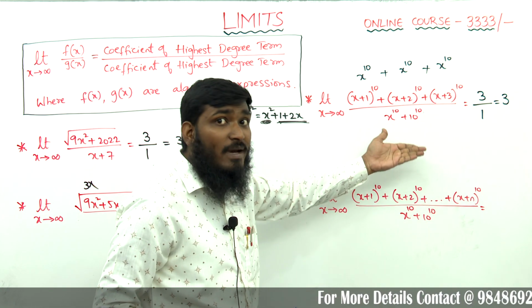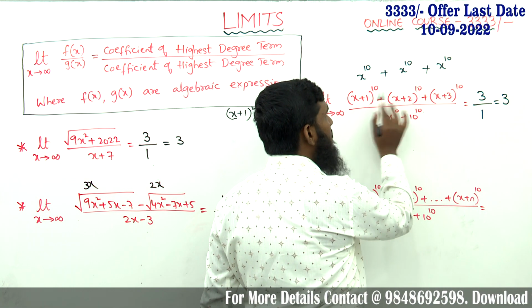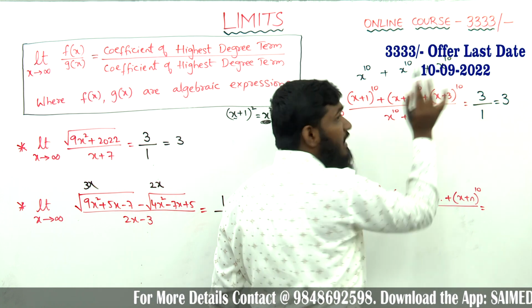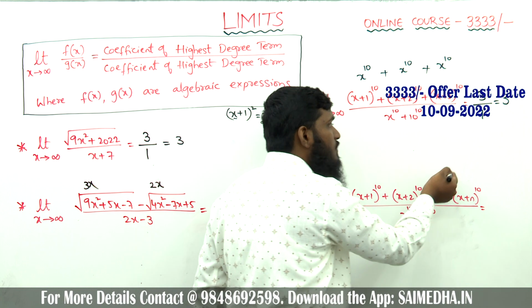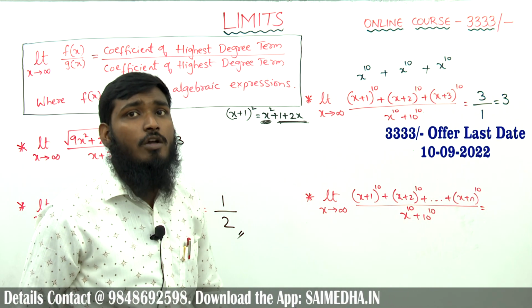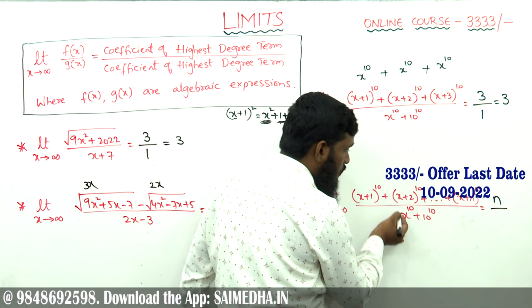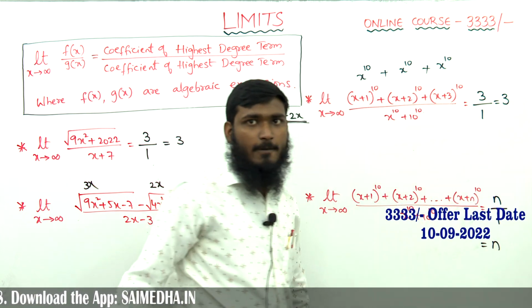Now in the numerator, when we had 3 parts and we add them, 1 plus 1 plus 1 means 3. Similarly, here, how many parts do we have? 1 plus 1 plus 1 and so on means n terms. N terms means the coefficient of x power 10 will be n. So n divided by the coefficient in the denominator, which is 1. N by 1 equals n. Is it clear?